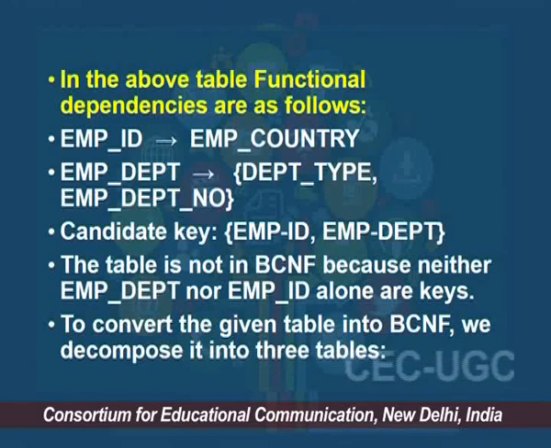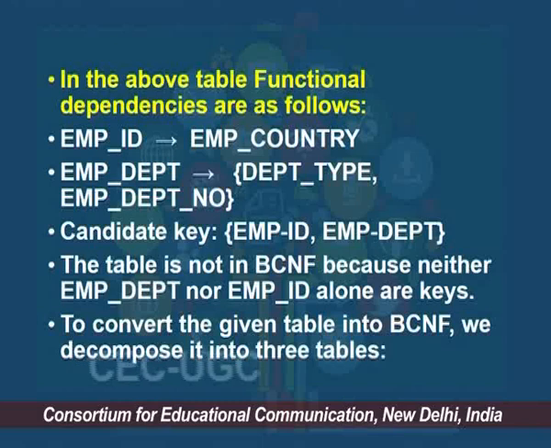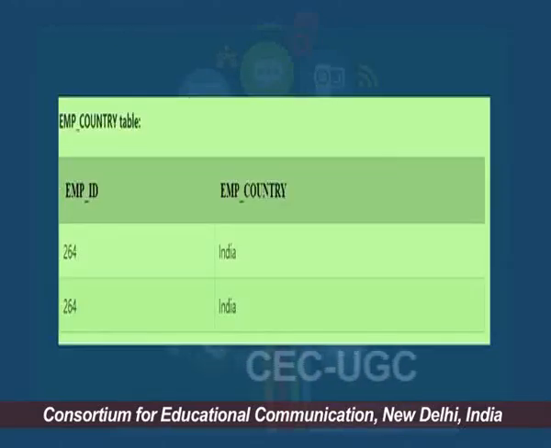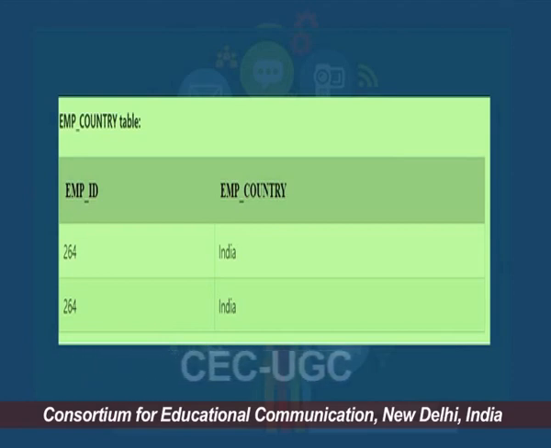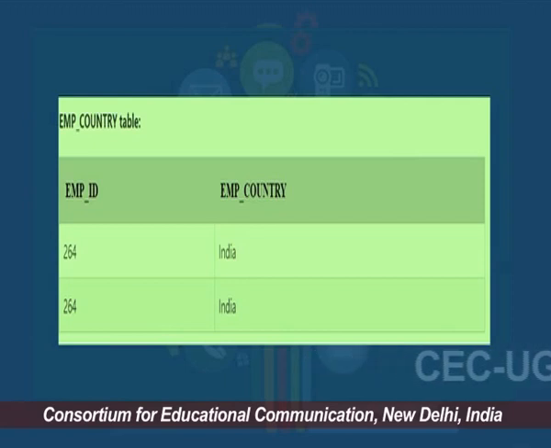Let's see how. To convert the given table into Boyce-Codd normal form, we decompose it into three tables. One is the employee country table, in which employee ID and employee country are there. Employee ID obviously is the key, and employee country is dependent on the employee ID.